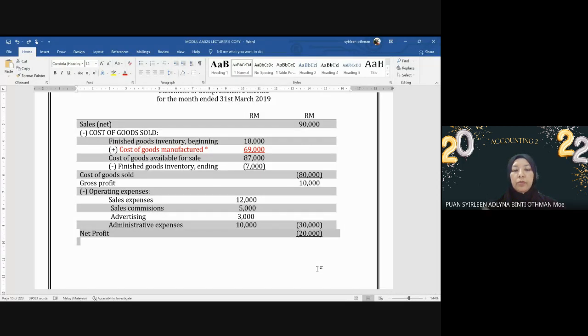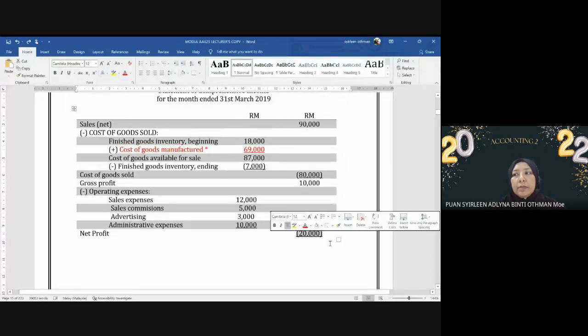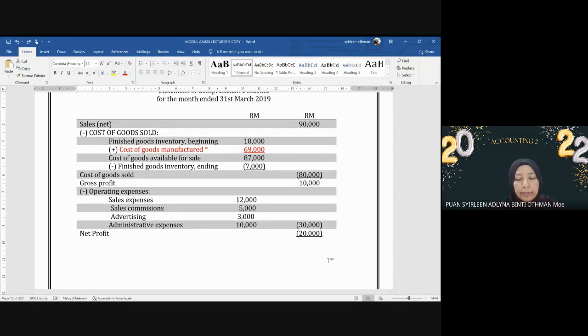Okay, tapi kalau you nak juga tulis net loss tak ada masalah, dia tak salah. Tapi bila dah tulis net loss dekat sini, yang ni janganlah tulis bracket lagi. Dah terang-terang dia loss kan, just write 20,000 lah, no more brackets. Sebab kalau net loss brackets, that means you're getting a profit. Okay, alright. So itu untuk statement.